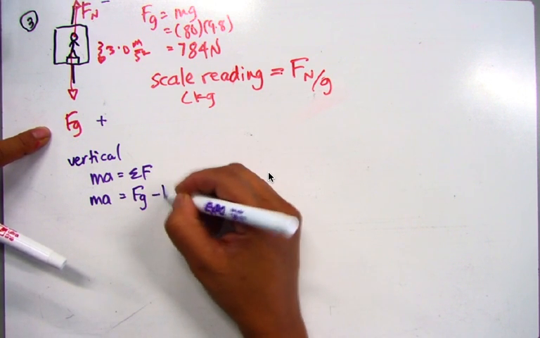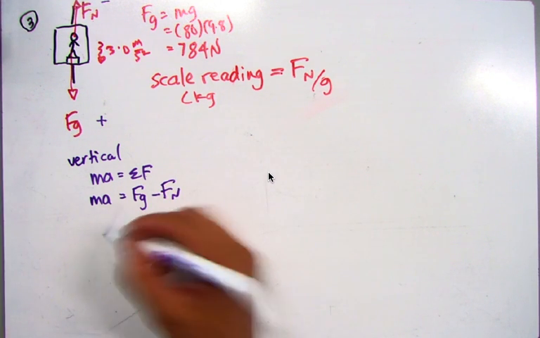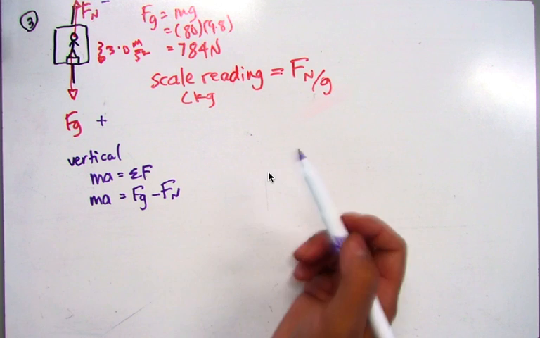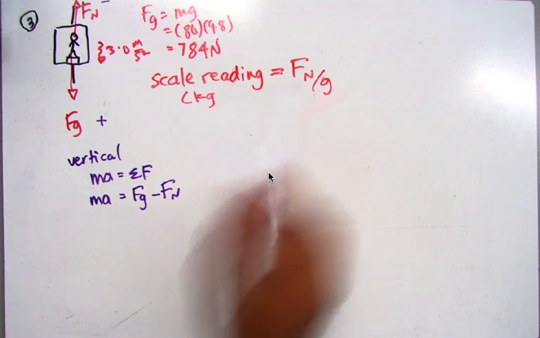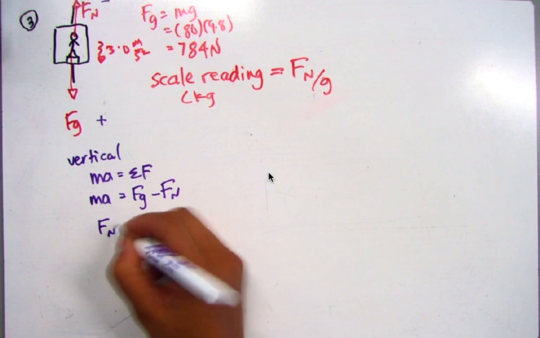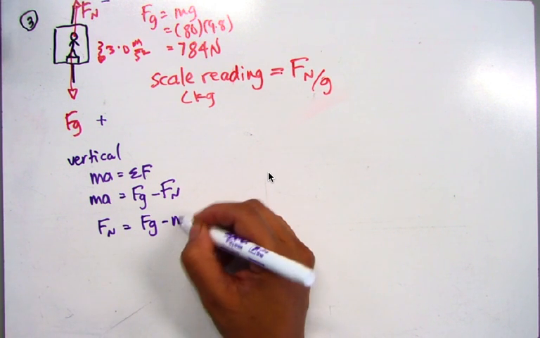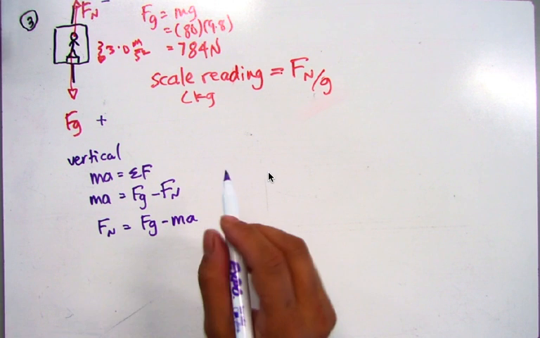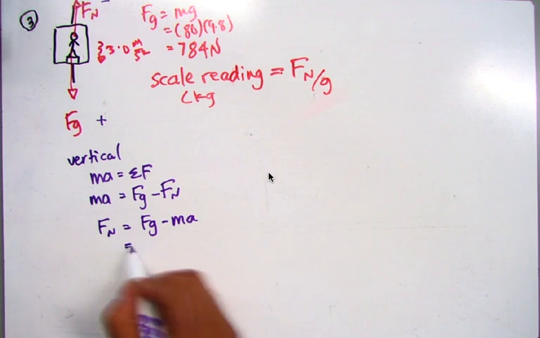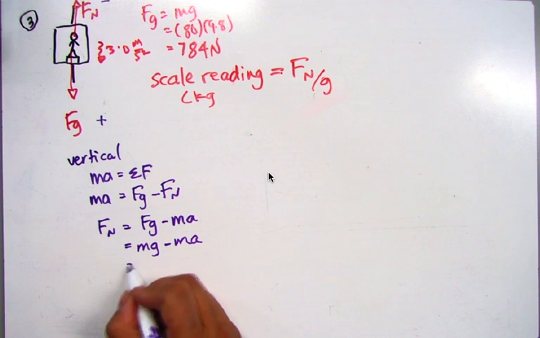Fg minus Fn. Okay? And then when we rearrange this, remember, whenever you're solving for apparent weight, you're always trying to solve for Fn. So in this case, we're going to solve for Fn. Fn equals Fg minus ma. Did I do that right? Yep. And then this equals mg minus ma. And we can plug the numbers we know in.